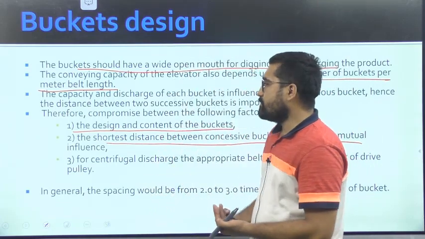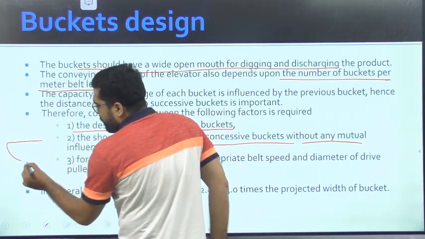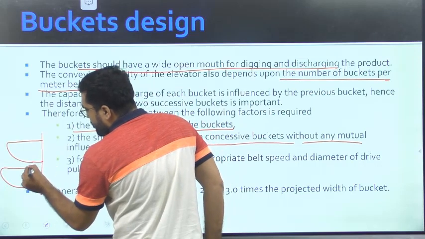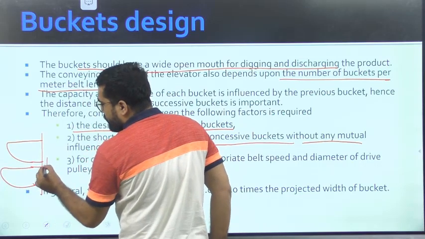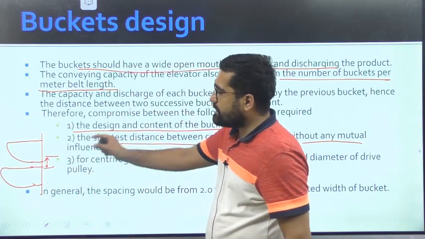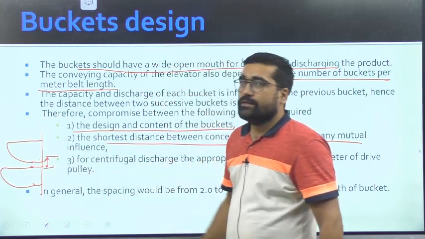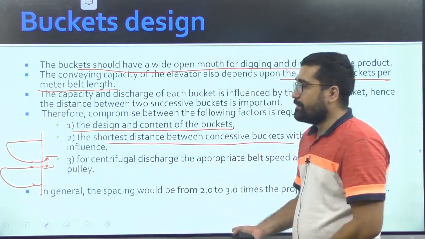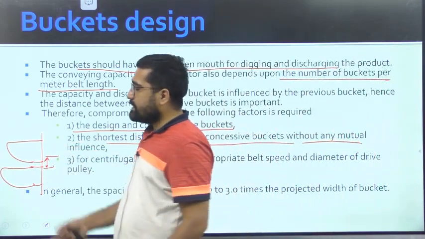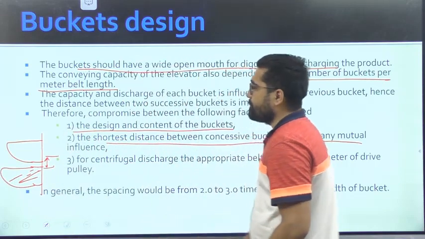What will be the shortest distance between two buckets? Whenever these two buckets are discharging, they shouldn't disturb each other. So we have to find the shortest distance possible so that these buckets can be fed independently and discharged independently. What should be the shortest distance? If the distance is reduced, then the feeding and discharging of the bucket will not be complete.